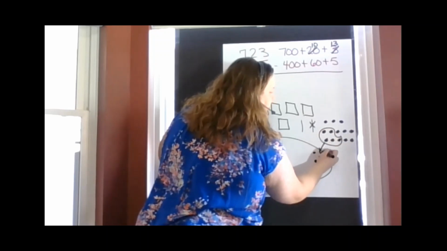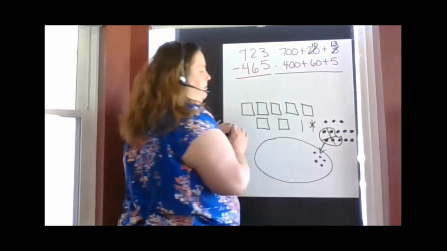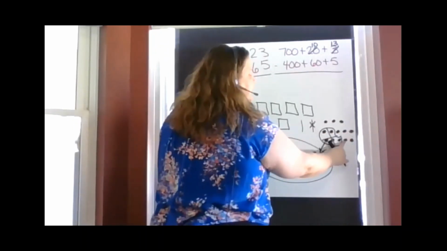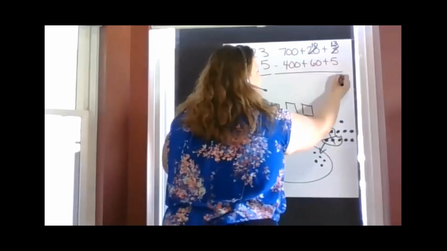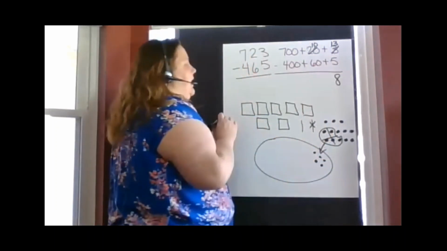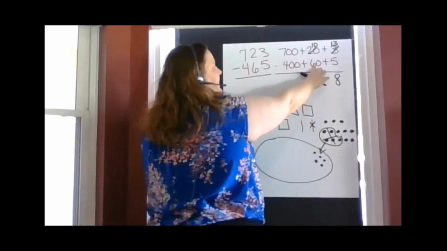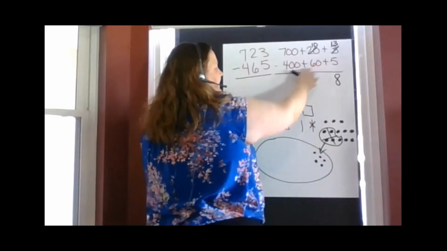This is the group that went here. I no longer have them. And I'm left with 1, 2, 3, 4, 5, 6, 7, 8 ones. All right, now I'm in my tens. I have 1 ten. I need to take away 60 or 6 tens.